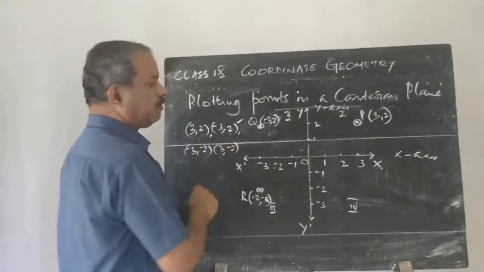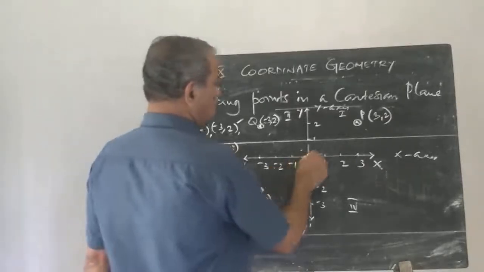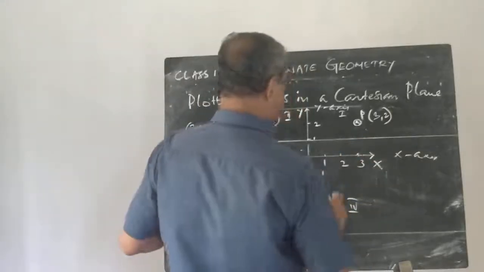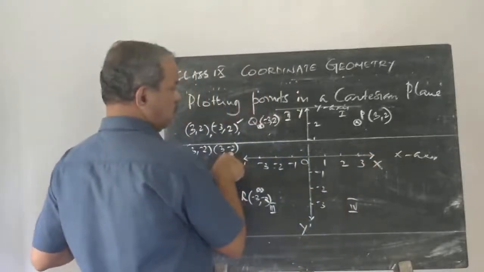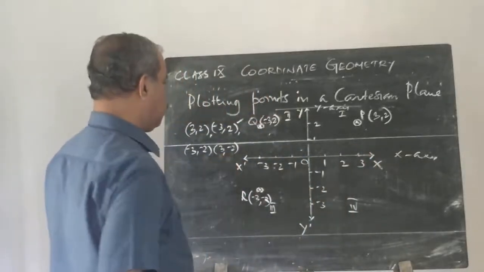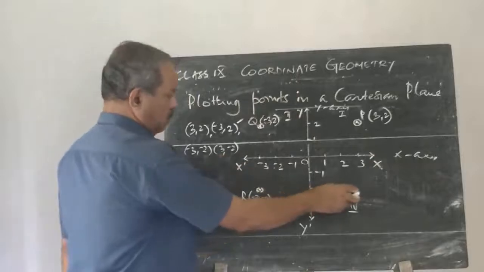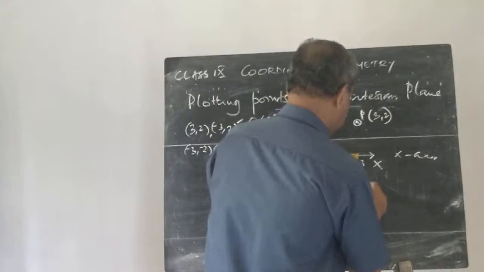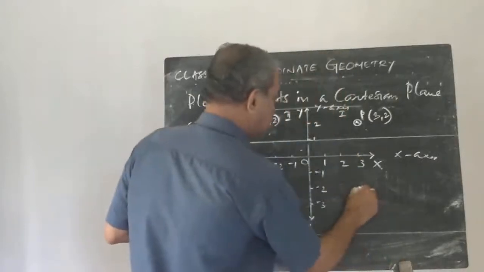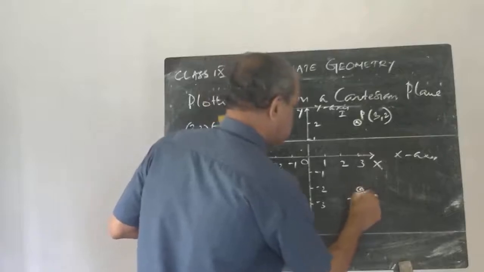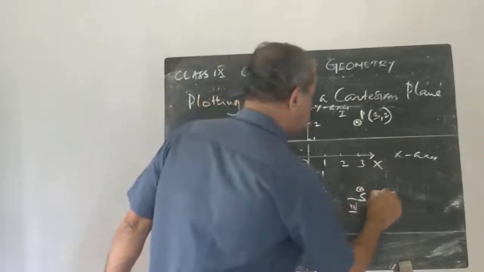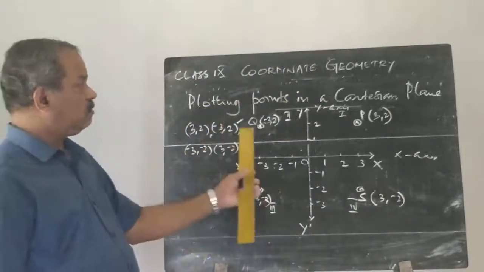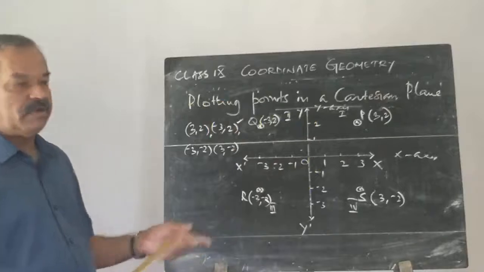Then the last point, (3, minus 2). The x coordinate is positive, so along the positive direction of the x-axis, OX, go 3 units. Then the y coordinate is negative, so this point falls in the fourth quadrant: downwards 2 units. Let this point be S. The coordinates are (3, minus 2).